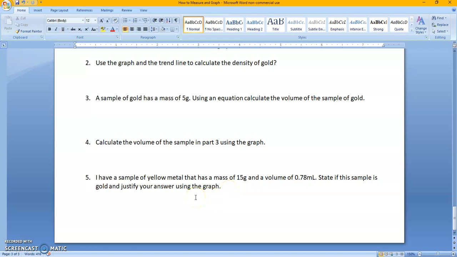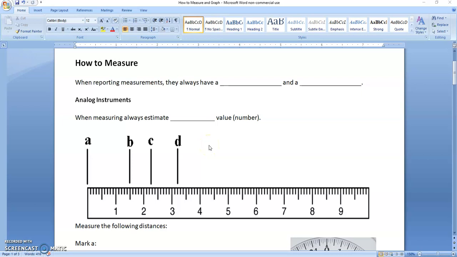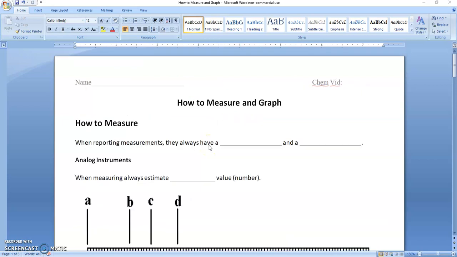So make sure when you answer this question, don't just say, yes, it's gold, or no, it's not gold. Say, if you look at the graph, you can see that. Use the graph to justify yourself. All right? Go ahead and finish up the rest of the packet. Make sure you graph, use labels, all that good stuff.